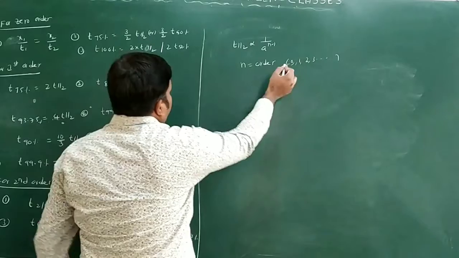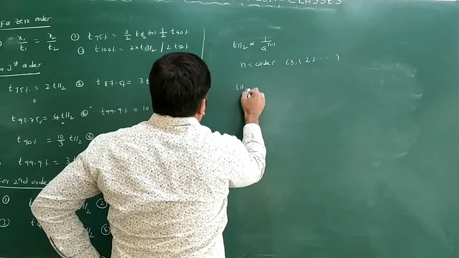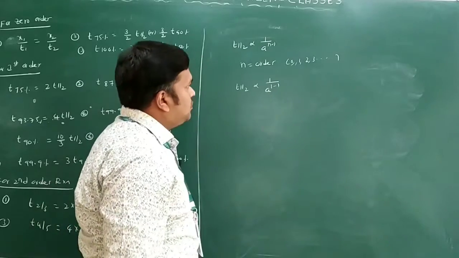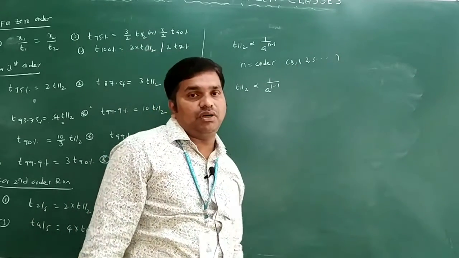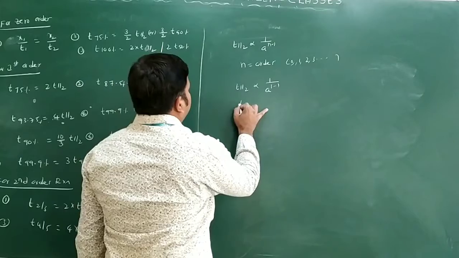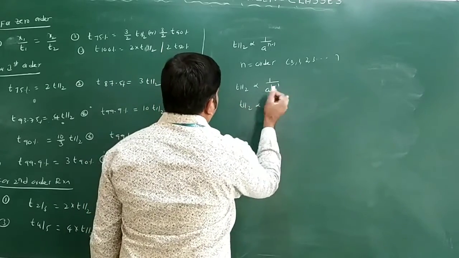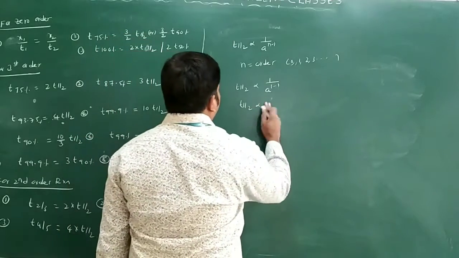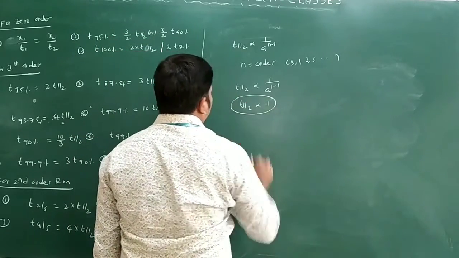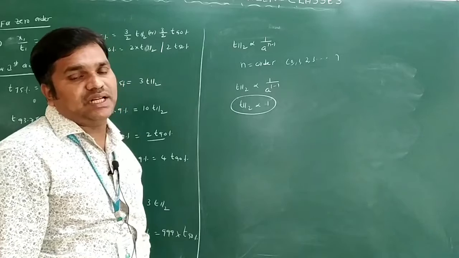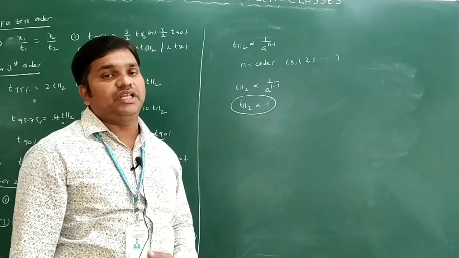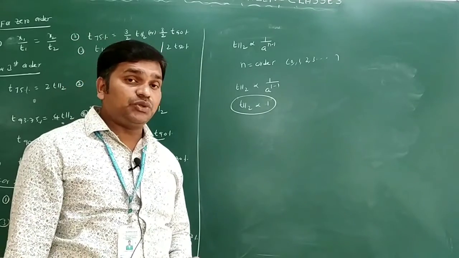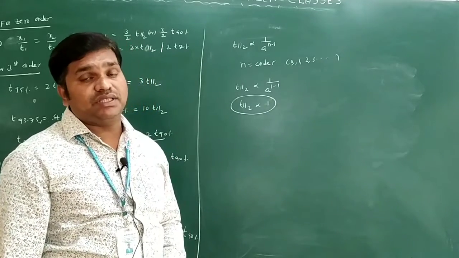Okay, suppose you are taking the first order reaction, then what will you get here? T half is proportional to a power 1 minus 1. If we take this one, what will you get? A power 1 minus 1. So T half, what will you get here? 1 by a power 0. A power 0 means what will you get? You will get 1. So T half does not depend on the initial concentration of the reactant, for first order reaction. For zero order reaction, it depends on the initial concentration of the reactant.